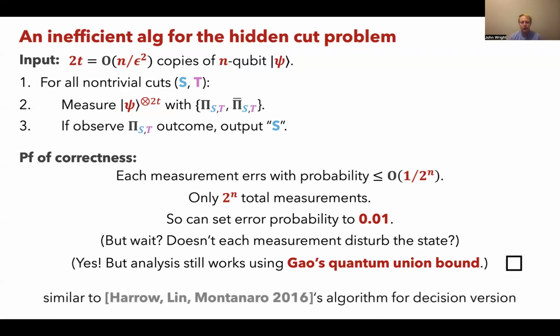All right, so this is very similar to Harrow, Lin, and Montanaro's algorithm for the decision version. It's not exactly the same, but it's similar. We have these 2 to the n different measurements which test each of the possible cuts. We combine them using the quantum union bound. Harrow, Lin, and Montanaro took the same set of measurements and combined them instead using the quantum OR bound. Now, notice obviously this is going to run in exponential time because we're going over an exponential number of cuts. And so this is why it is an inefficient algorithm.